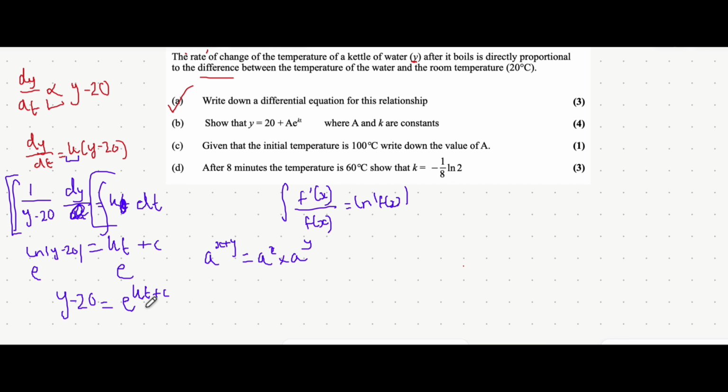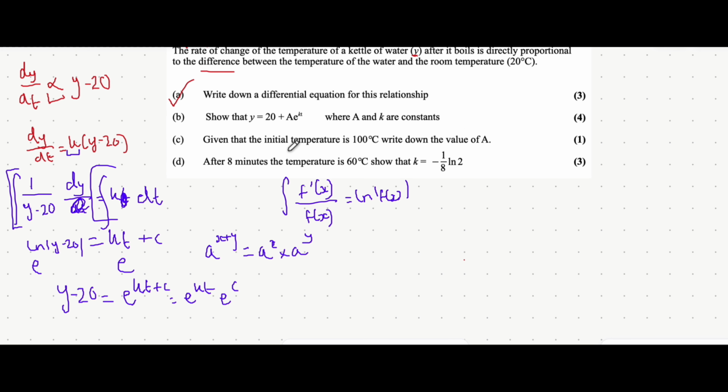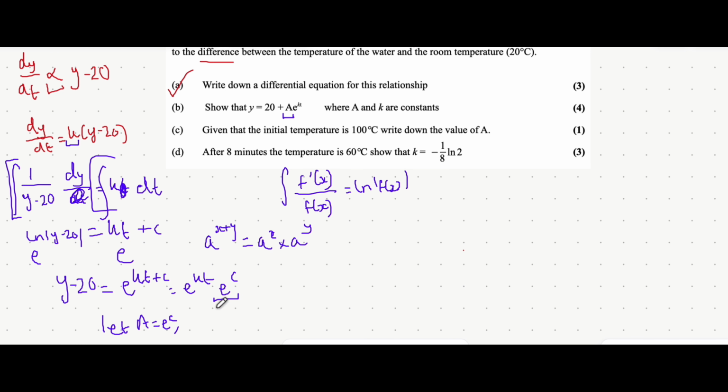Using that same logic, we can split up this power into e to the power of kt multiplied by e to the power of c. Now, in order to make it match what it's wanting us to show, you can see that the letter capital A replaces the e to the power of c. So you can say, let A equal e to the c. And then you can say that y minus 20 is equal to A e to the power of kt.